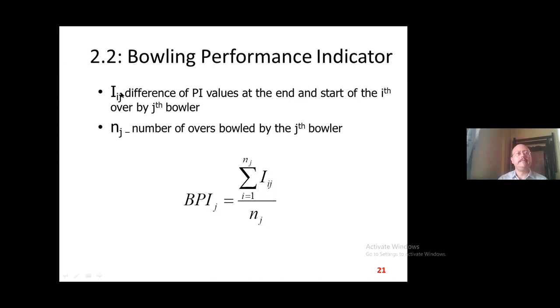So j, the second index, is always for the player, the first index is for the over. So the difference in the pressure value is I_ij. And suppose N_j is the total number of overs bowled by a particular bowler. It could be at different points of the innings. So our candidate bowling performance indicator for this particular bowler j is then exactly how much difference you have created in each of the bowling overs, averaged over the number of overs.